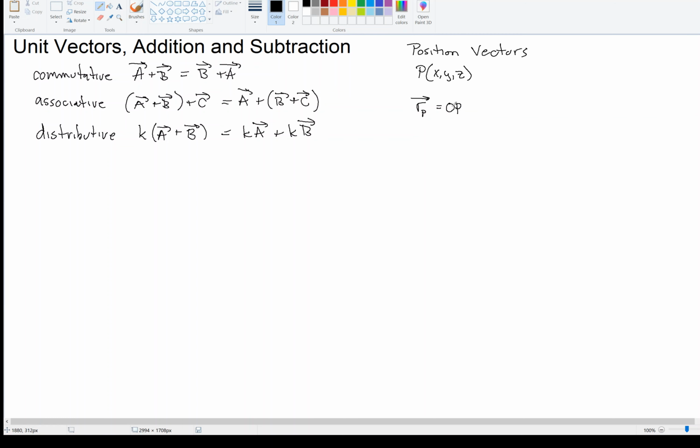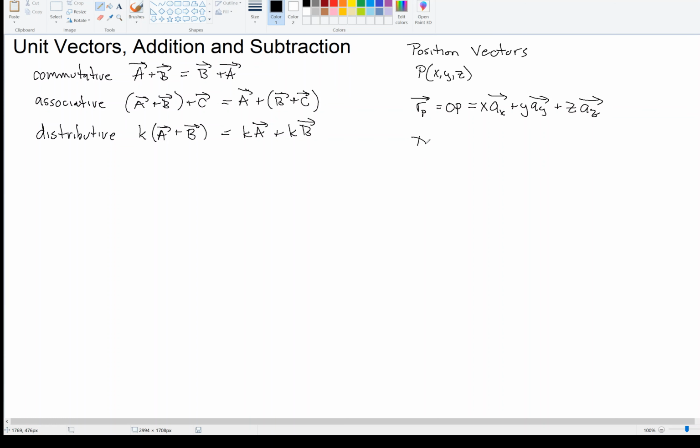So this is kind of geometry notation, OP. And then this would be x, right? Because the origin has coordinates 0, 0, 0. So this is still just x in the x direction plus y in the y direction plus z in the z direction. Okay, and this is sometimes called the radius vector. R, so R here stands for radius. So again, this is the position vector.